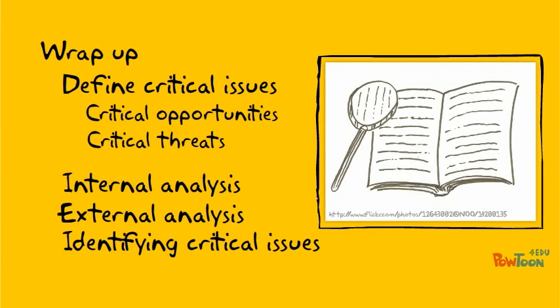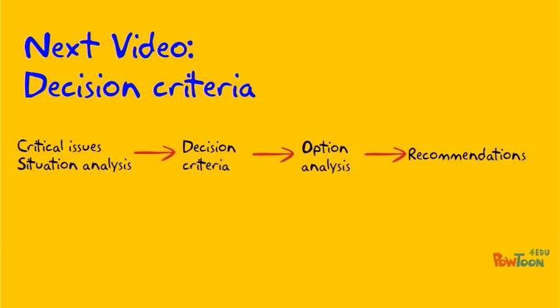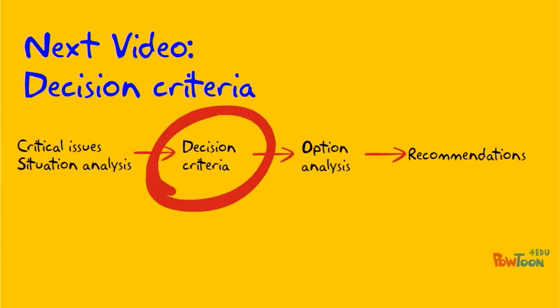Okay, so in this video, we covered the definition of critical issues, which includes critical opportunities and critical threats. I showed you how to identify strengths and weaknesses of your company through an internal analysis. I also showed you how to identify opportunities and threats through your external analysis. I then showed you how to bring these together to allow you to identify critical issues. The next video will cover the second link in your chain, your decision criteria.